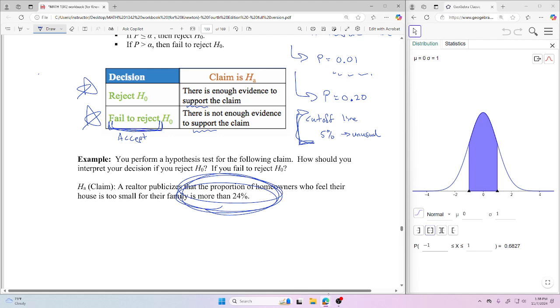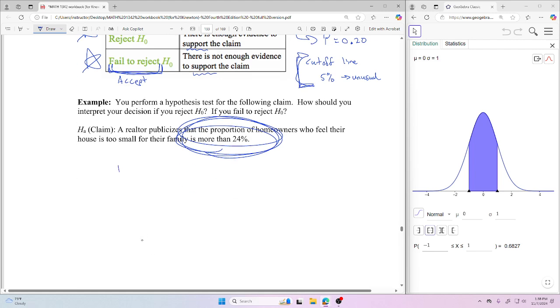We've done this a whole lot, and we're going to do it a lot more. H naught, H sub A. If I'm working with proportions, probabilities, should I use a mu, or a p, or a sigma? P for probability, P for proportion. Yeah, definitely. And the key number is going to be this 24%. We can all definitely agree with that.